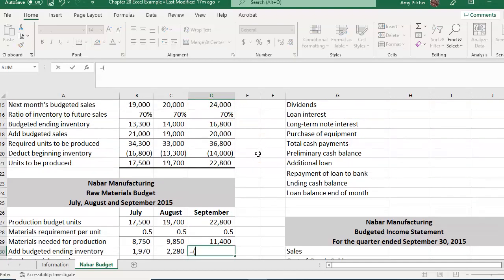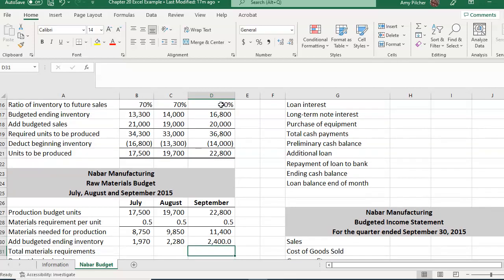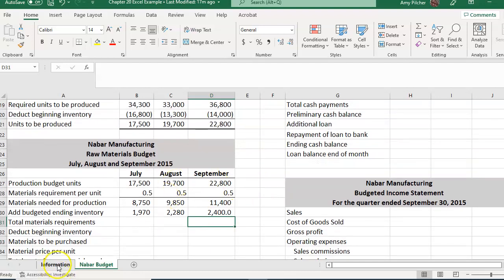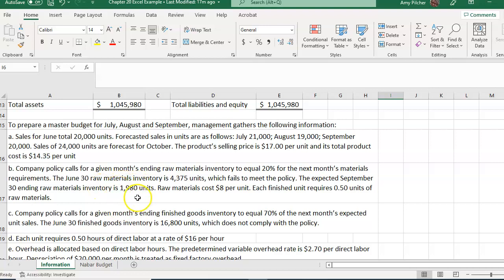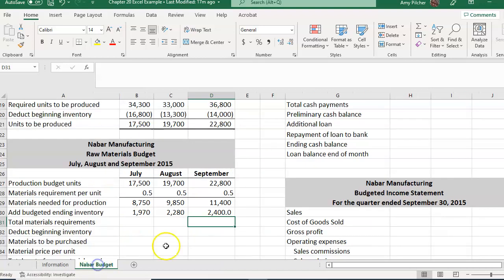So I need to take that 24,000 times 0.5 because I need half a material per unit, and that's 24,000 units. Then I need to take that result times 20%. So I need 2,400. That's what I would do if I was calculating it. So when you're doing that Excel calculation for another problem, there you go. This tells us that we want September ending materials inventory of 1980. So I'm going to put 1980 right here.